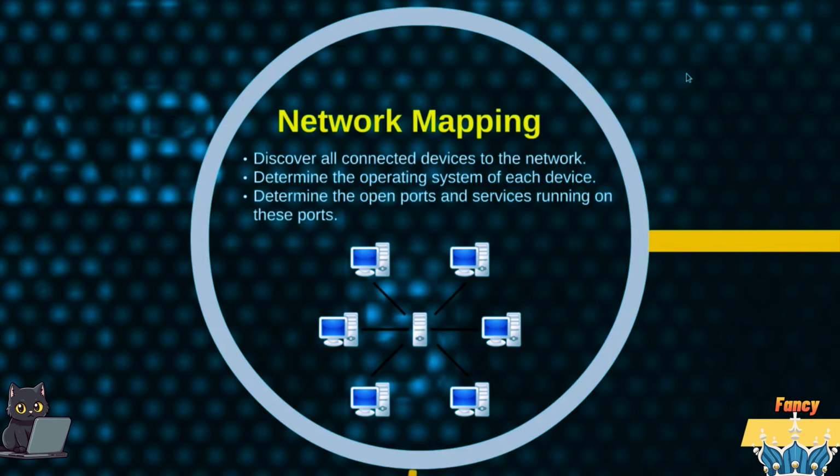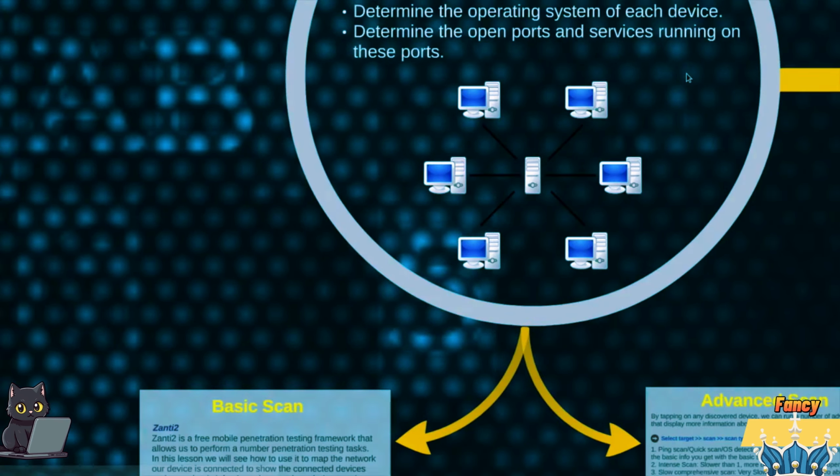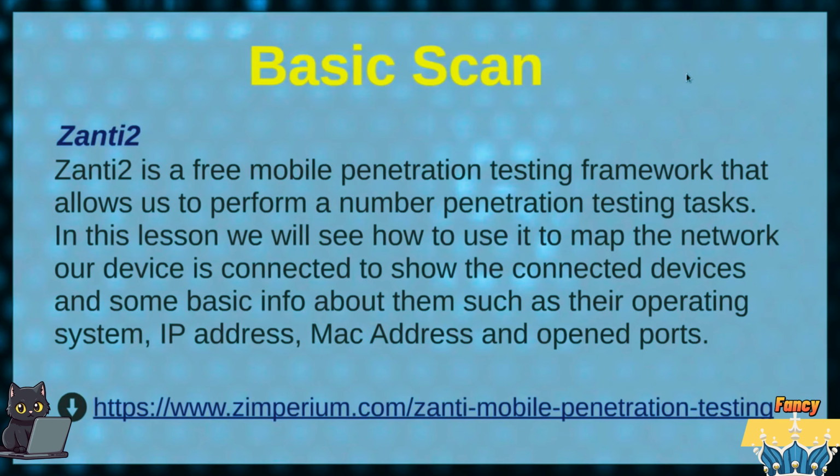So in a previous video, we saw how we can map or discover all the connected devices to our network. We were only able to get very basic information such as their IP address, their MAC address, and the manufacturer of the MAC address. Now today we're going to use a tool called Zanti 2, which is a mobile penetration testing framework. It allows us to run a number of attacks and information gathering tasks.